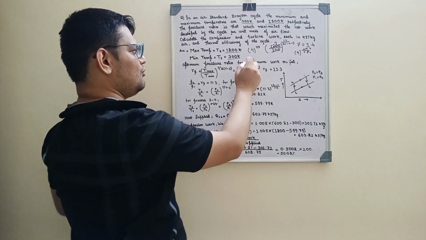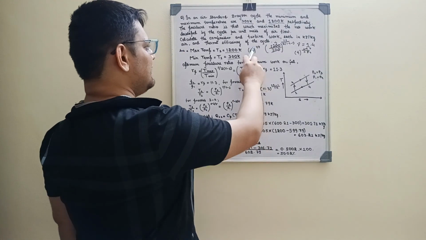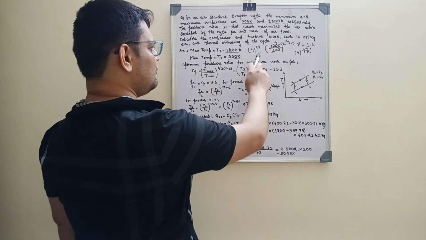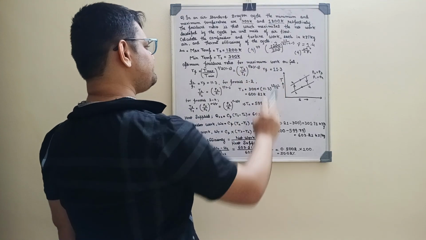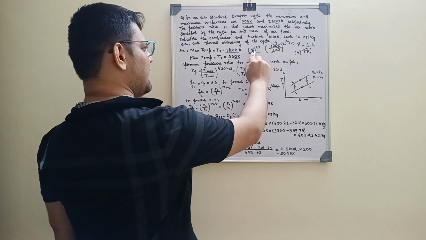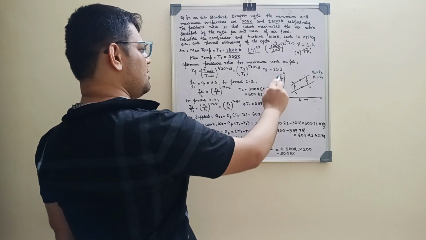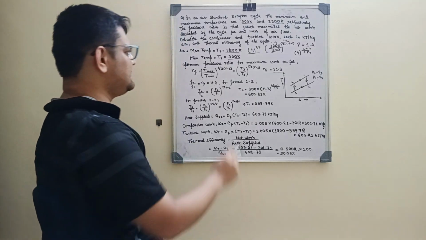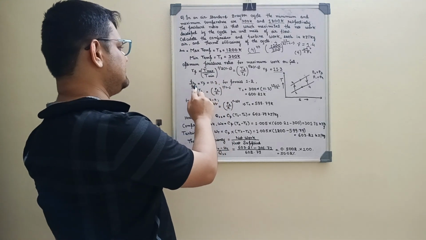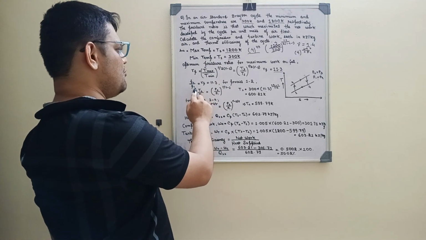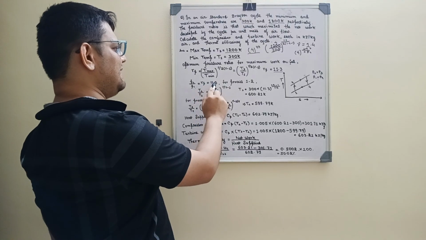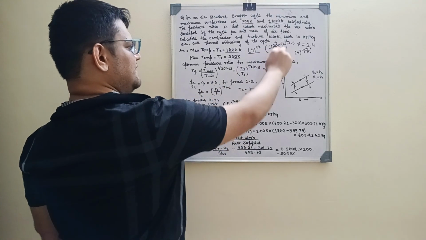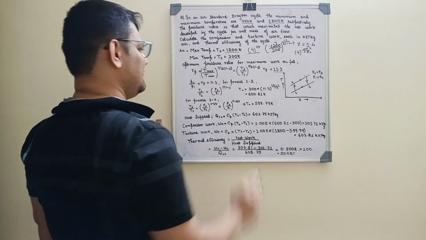If we calculate 4 to the power 7 by 4 in a scientific calculator, we get the value 11.3. So this is the optimum pressure ratio, that is P2 by P1, which we are taking as Rp, equal to 11.3. We have calculated this value by putting these values here.